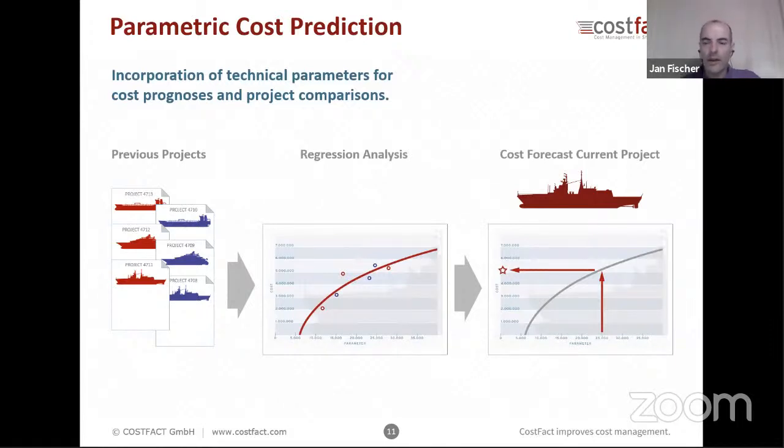And then when we look on the right side, if there's a new project and we only have the information what is the requested propulsion power, we can use this function to make our cost prediction. So by inserting the requested power, we get the prediction of the according cost of this propulsion system.